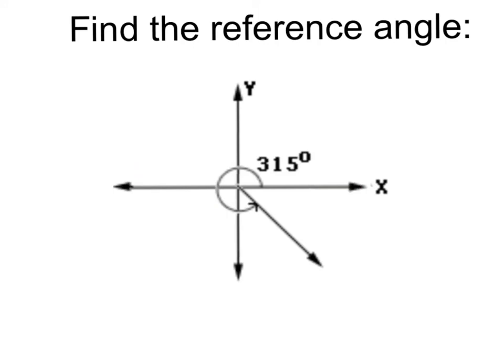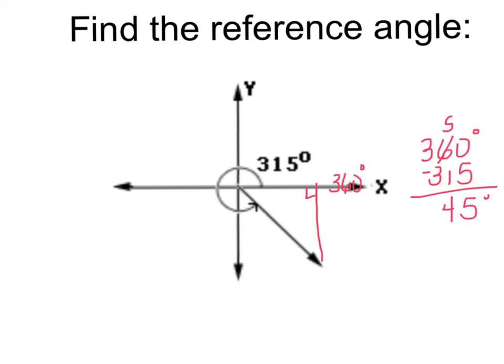I'm going to pause and let you try this one. Did you get 45 degrees? This triangle drawn to the x-axis would look like that. So that's the 360 side of the x-axis. 360 minus 315 is 45, which is an acute angle.